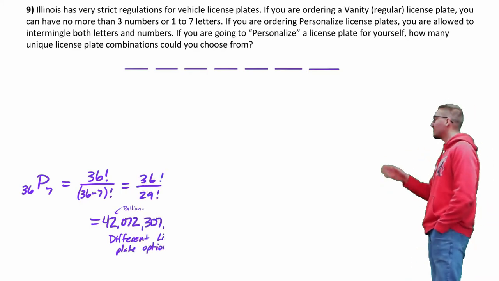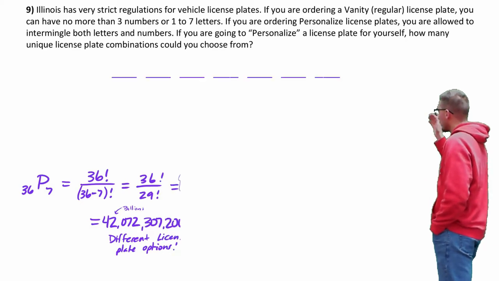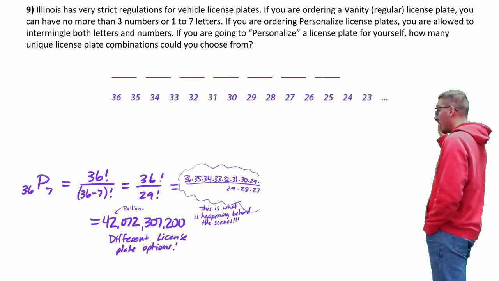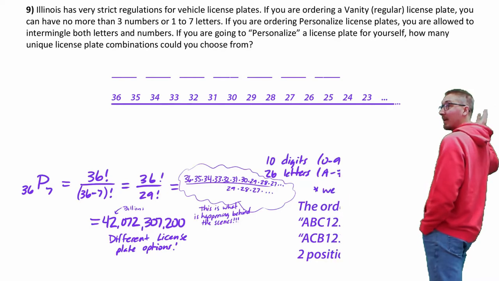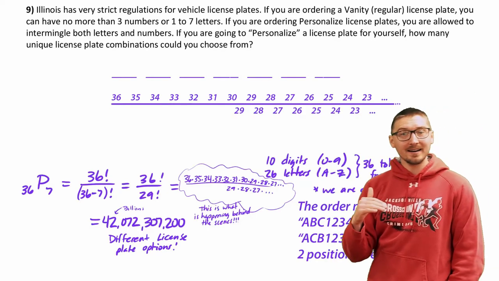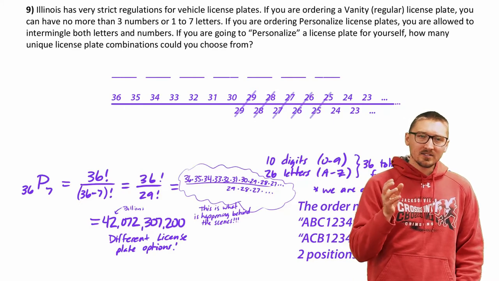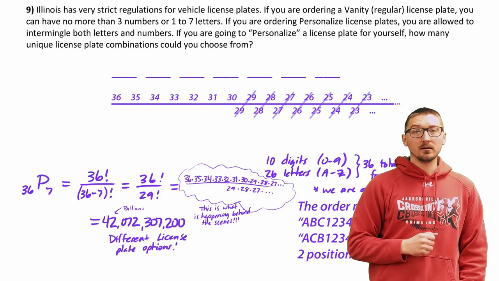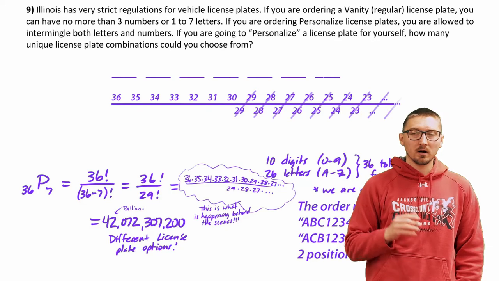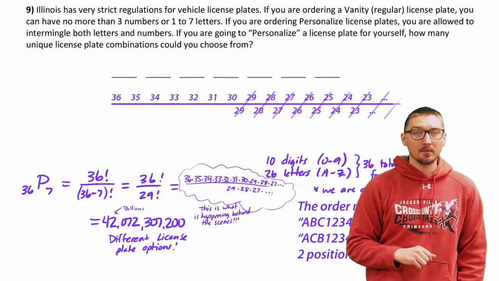What this does is it takes 36 times 35 times 34 times 33 times 32 times 31 all the way down to 3 times 2 times 1 at the end. But it's dividing it by 29 times 28 times 27. It's dividing and snipping away the stuff that we do not use. So there are 7 numbers that are left up at the top.